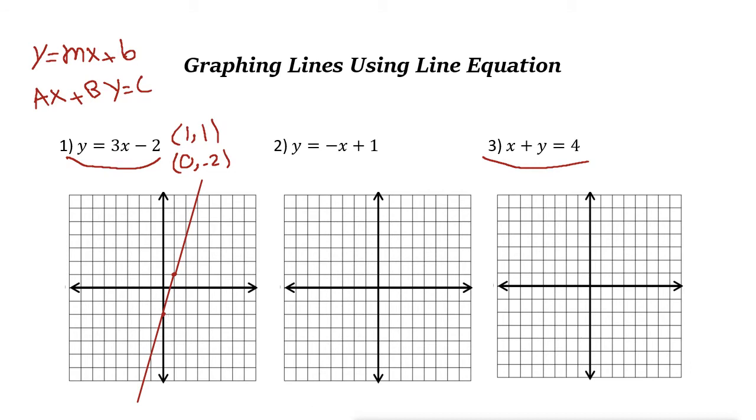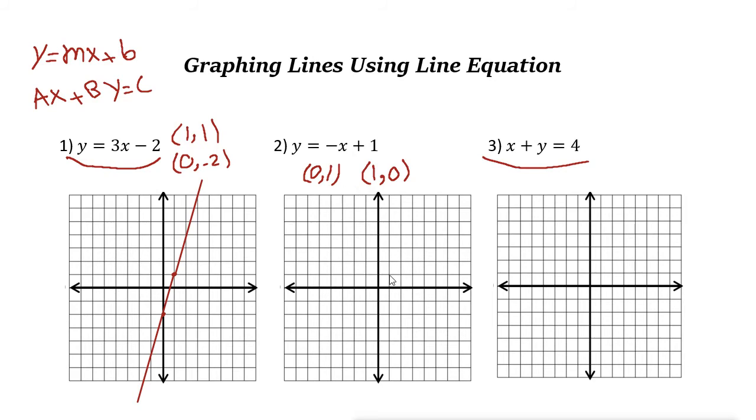Let's take a look at the next one. The next example says y equals negative x plus 1. So plug in some values. 0 is the easiest one. Let's find 2 points. If you plug in 0 for x, negative 0 is just 0, plus 1 is 1. So y is 1. If you plug in 1 for x, negative 1 plus 1 is 0.